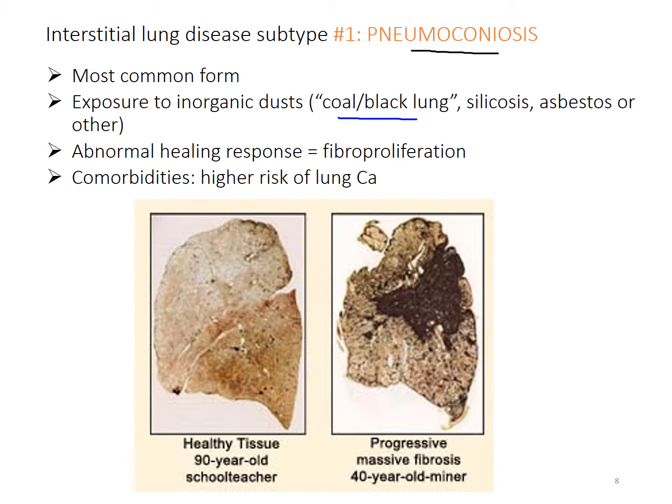So here you can see a cross-section of lung tissue from a healthy 90-year-old school teacher with no history of exposure to toxins. And then here on the right you see the massive fibrosis of a 40-year-old coal miner. So you can see this is really quite devastating. It's become much less common over the past 30 or 40 years in North America, just because they're doing a lot less coal mining, but still very common in certain parts of the developing world, such as China.